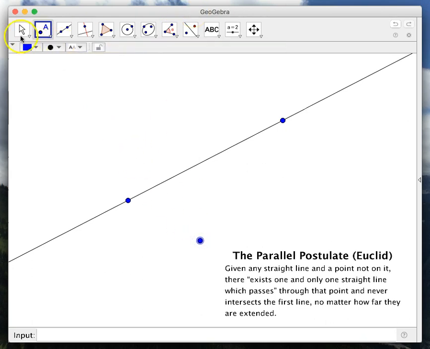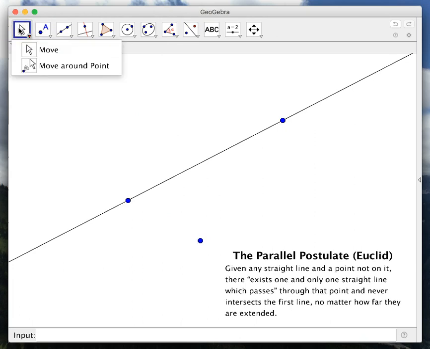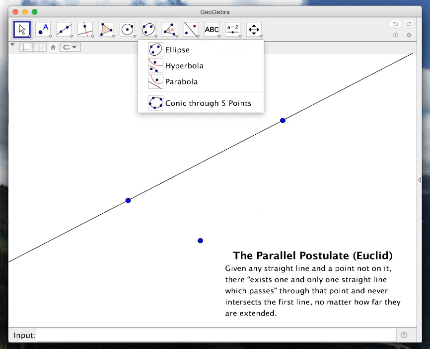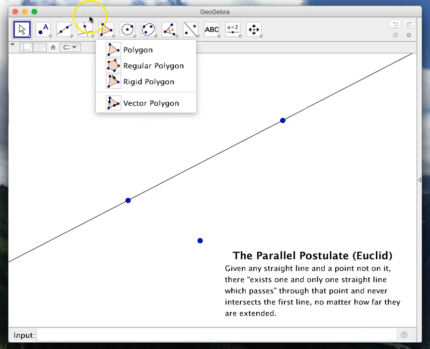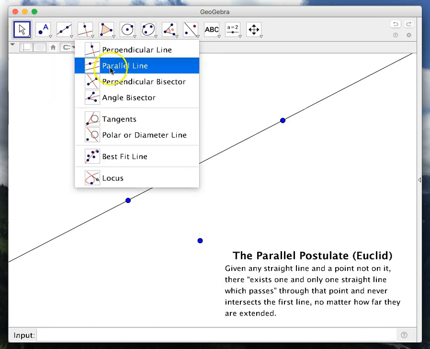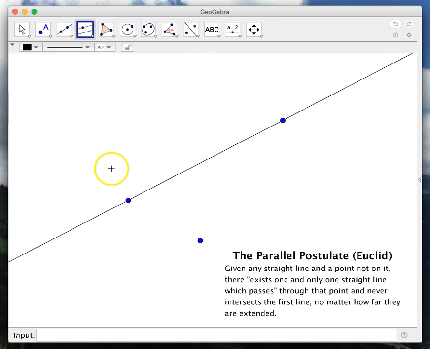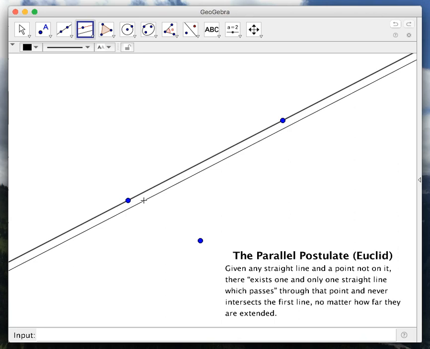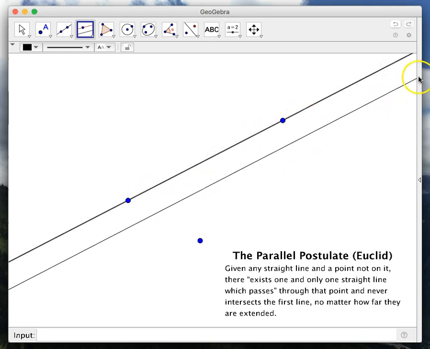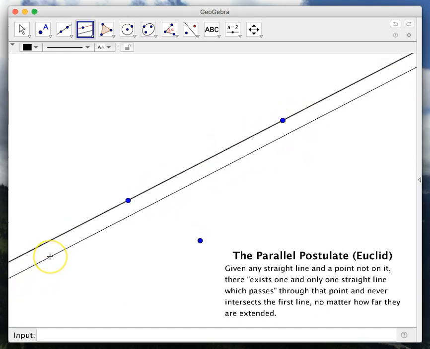So here we have a point, okay, so here's what we have. Any straight line and a point not on it, there exists one and only one straight line which passes through this point and never intersects the first line, no matter how far they are extended. So let's construct a parallel line here, okay, and it's going to be parallel to this line, and notice these are parallel now. That means they have the same slope as we learned in algebra last year. It means they never intersect, they never cross, no matter how far out you go, way to infinity or negative infinity, they're always going to be side by side with the same slope and never cross each other.